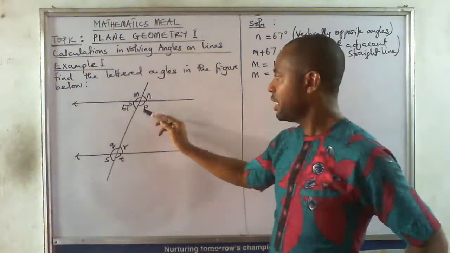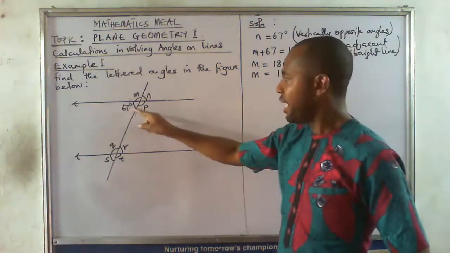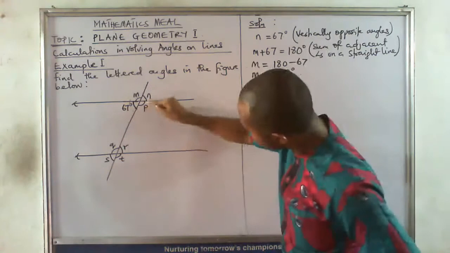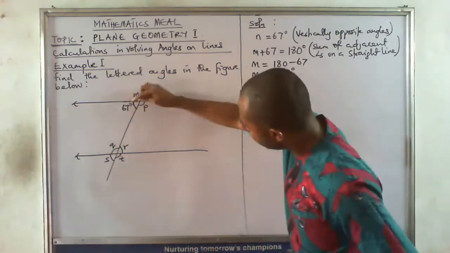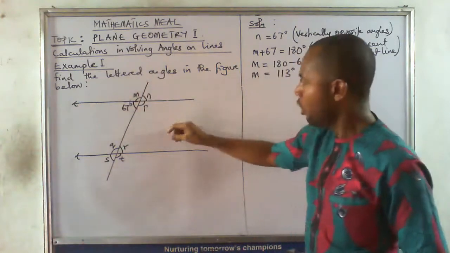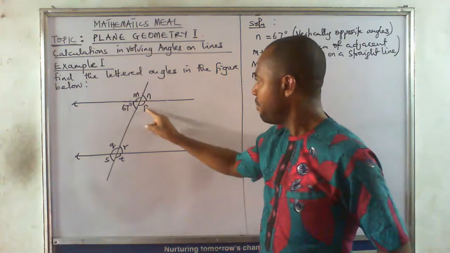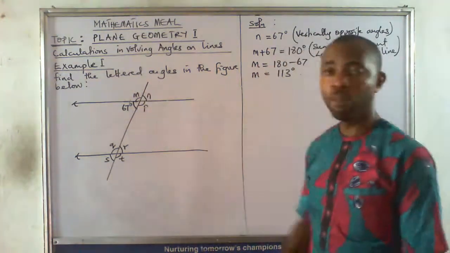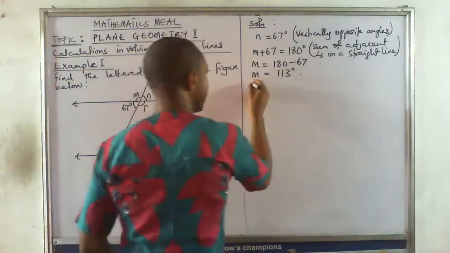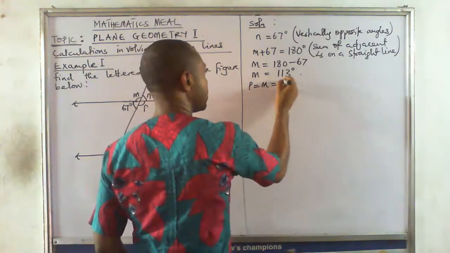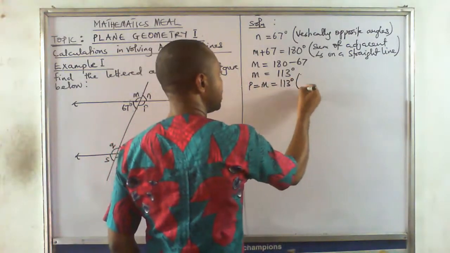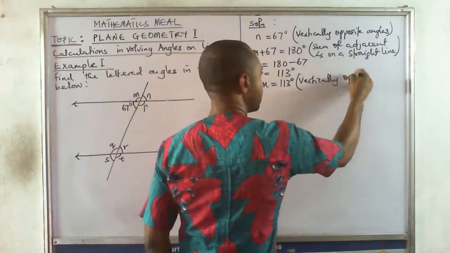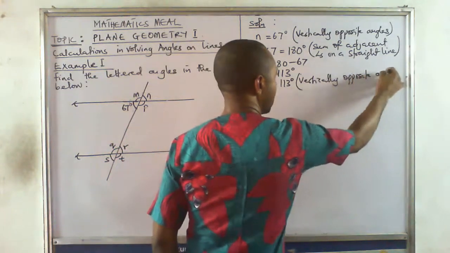I can actually get P. It's either I say that this plus this will give me 180, angles on this straight line, because this is a straight line. So under this, I have angles on a straight line. Or I can say that M and P are equal. I have found M because they are vertically opposite angles. So I can say that P is equal to M, which is equal to 113 degrees. Reason: they are vertically opposite angles.